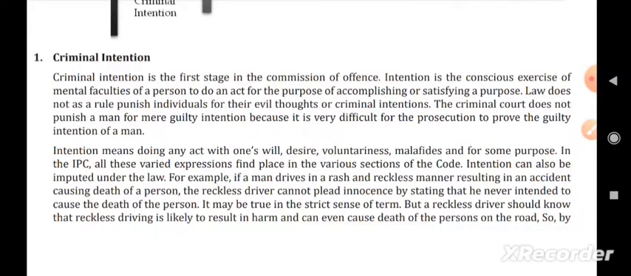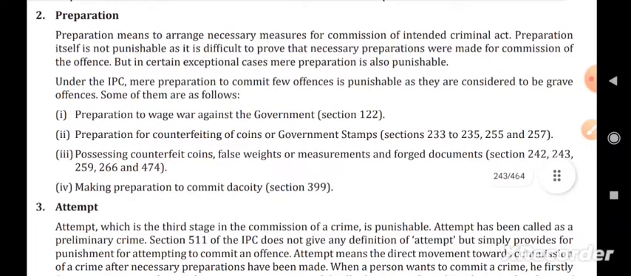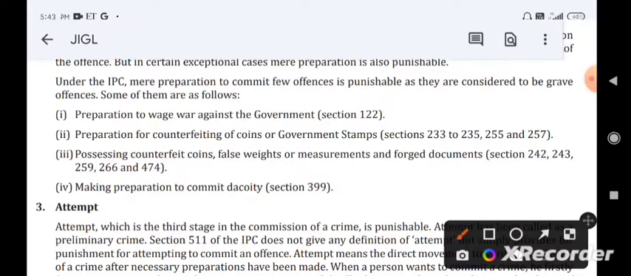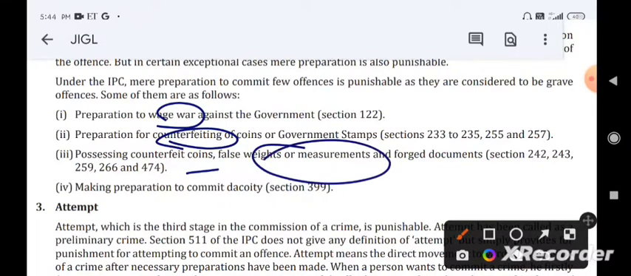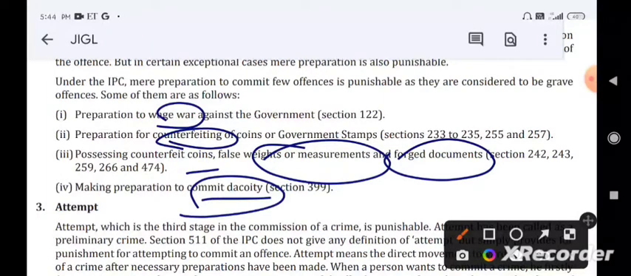Next we have the preparation. It is the second stage. It is to arrange for commission of the intended criminal act. So it is not punishable, but some preparations are punishable. For example, waging of war, counterfeiting coins or government stamps, possessing counterfeit coins of false weight or measurement, forged documents, making preparation to commit dacoity. So what is dacoity here? Dacoity is robbery done by more than 5 people.